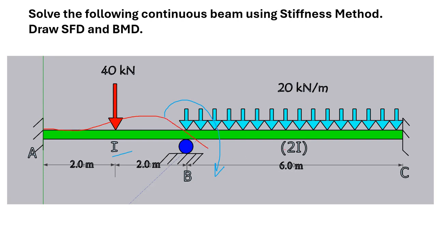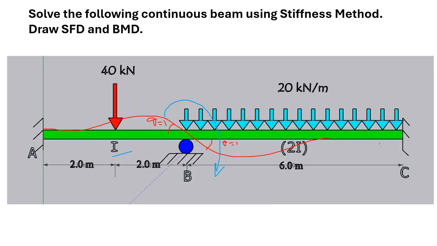This will be the shape of the deflected curve. Here theta equal to 1, and here also theta will be equal to 1. So you have given unit rotation. This is said to be unit rotation.